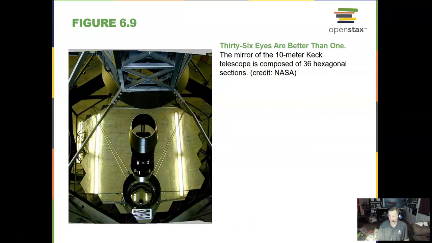Of course, we think that 36 eyes are better than one. In order to build a compact but very large telescope, we can use segmented mirrors. These segments here are all glued together to make one large mirror. And this is for the Keck telescope in Hawaii.